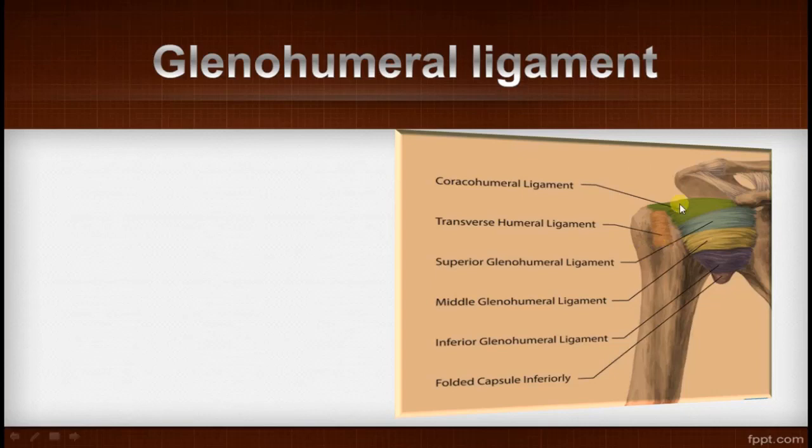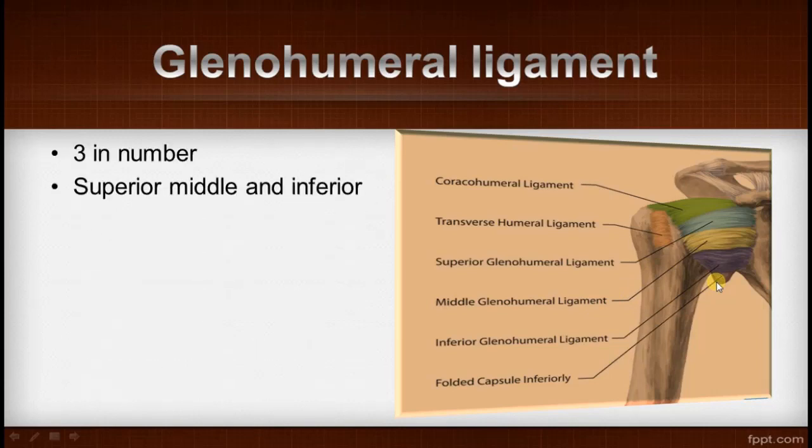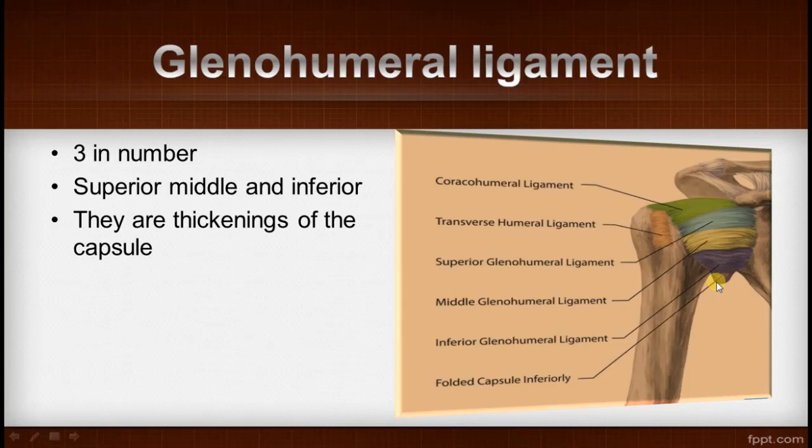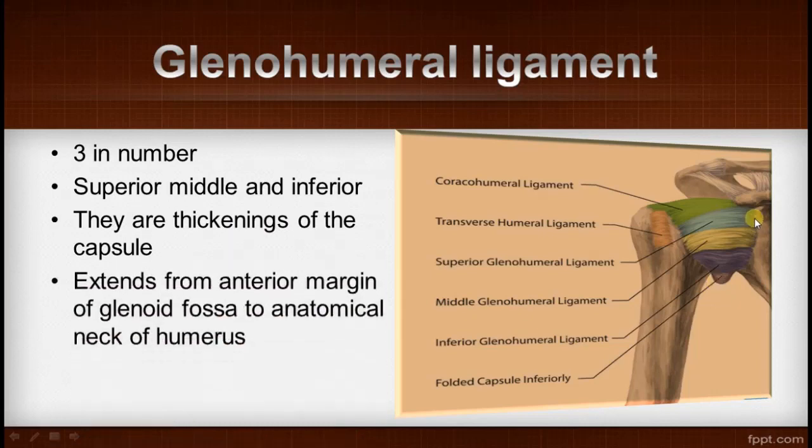The first ligament what you see here is the glenohumeral ligament. They are nothing but the thickenings of the capsule. So, the capsule is thickened at certain places to form the ligament, which is called the superior glenohumeral, middle glenohumeral and inferior glenohumeral ligament. Okay. So, three numbers, superior, middle and inferior glenohumeral ligament. It extends from the anterior margin of the glenoid fossa to the anatomical neck of the humerus.